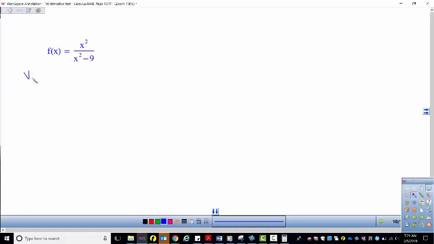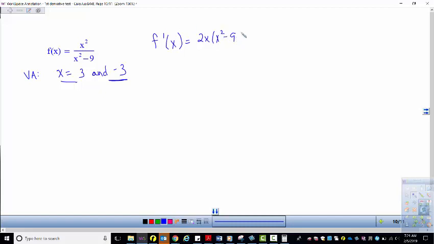So when I look at this, I see vertical asymptotes at x equals 3 and -3 right here. So we need to make sure when we do our intervals that we have those, which I think we'll find in our derivative, but let's just make sure. So our derivative, we're going to use the quotient rule, so it'd be 2x times x squared minus 9 minus x squared times 2x, all over x squared minus 9 squared.